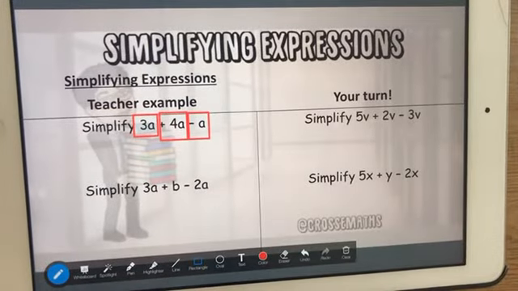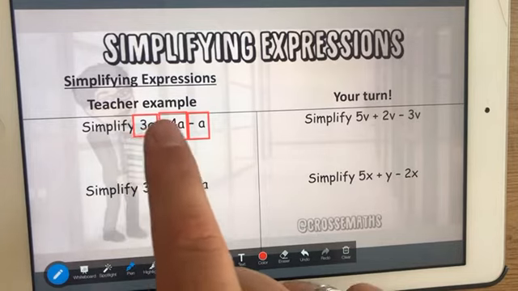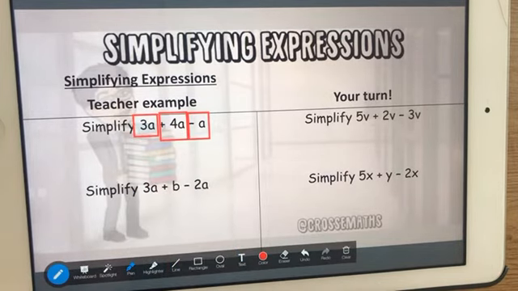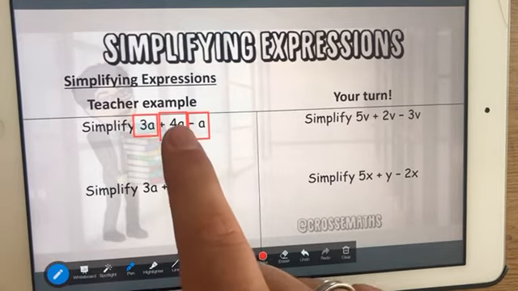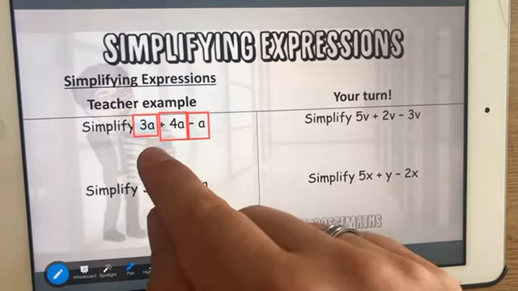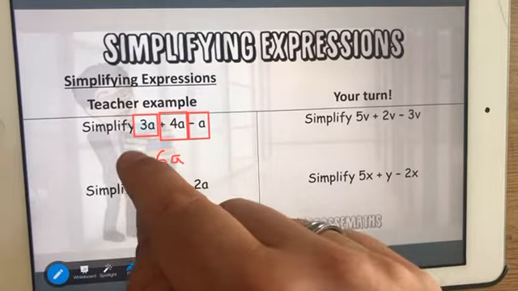Okay, I put the same shape around all of those only because they're all the same thing. It's the same as doing 3, add 4, take away A. So it's like having 3 apples, add 4 apples, take away 1 apple. 3 add 4 is 7, take away 1 is 6 apples altogether.